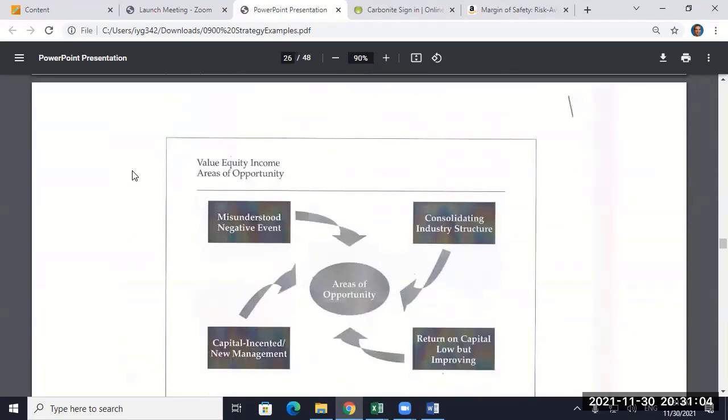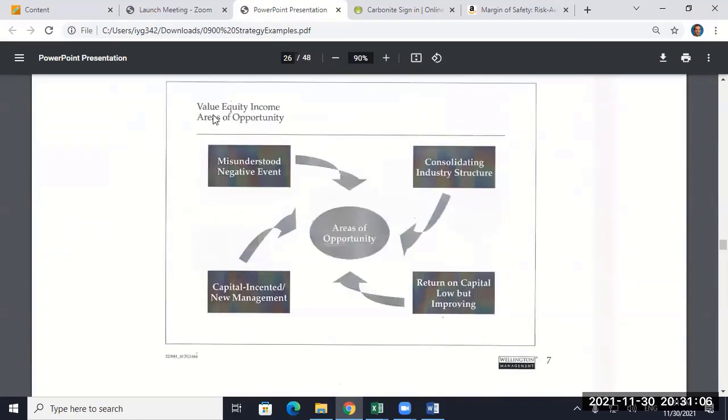Here's Wellington. Wellington's kind of a precursor to Vanguard before they split up. So a misunderstood negative effect, consolidating industry structure, return on capital low, but improving. Sounds like that previous one, right? Looking for bad situations that are getting better. I actually kind of like this approach. I've actually thought about doing this.